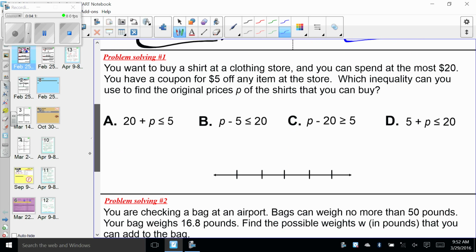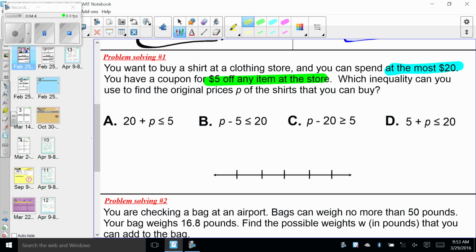Problem solving question number 1. Let's talk a real world question. Suppose you want to buy a shirt at a clothing store. You can spend at most $20. So the word at most, what does that mean? We should be thinking about that as we start to solve. You have a coupon for $5 off any item at the store. That's important information. I'm going to go ahead and highlight all important information. Which inequality can you use to find the original price of the shirt you can buy?